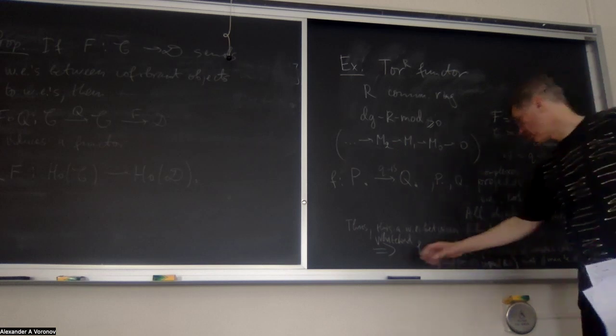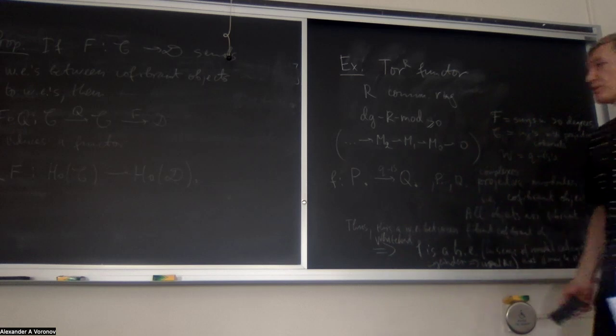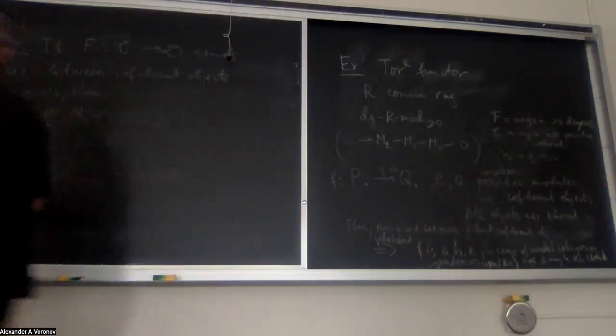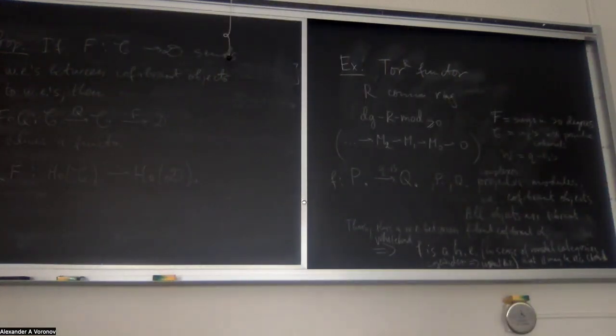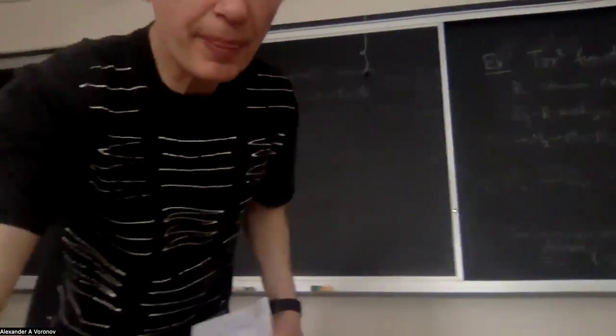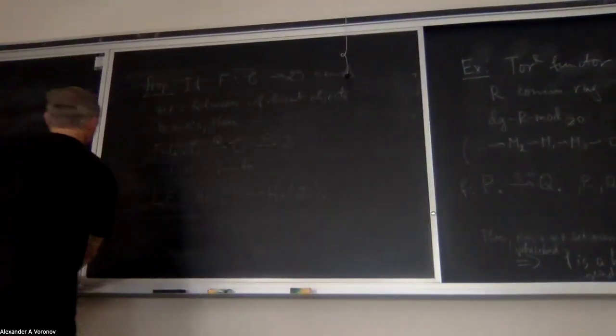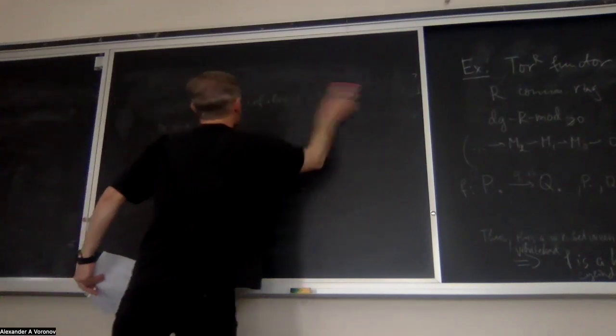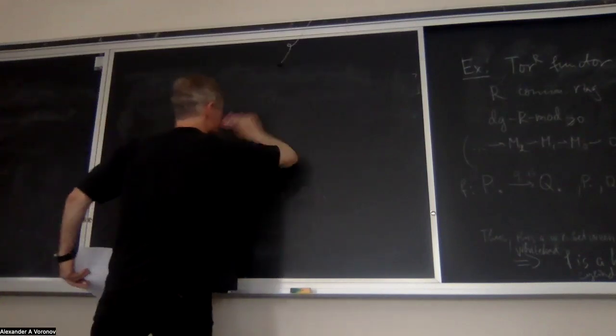So we get the usual homotopy equivalence between complexes, and we also know that this is a homotopy equivalence in the model category sense. And then now let's get back to the functor that we want to derive.